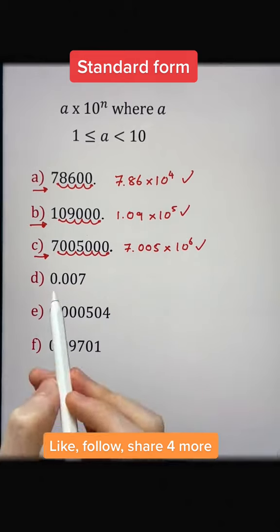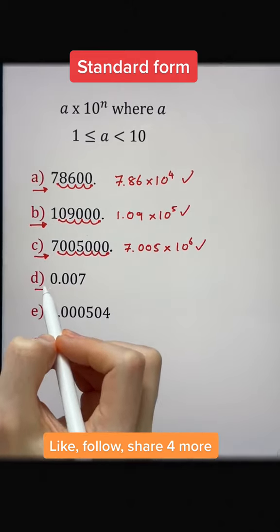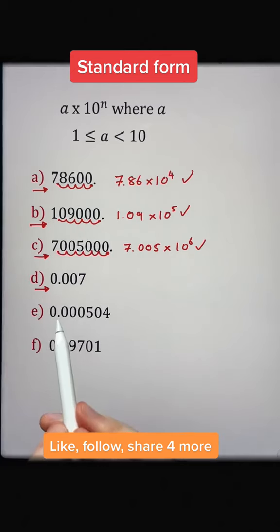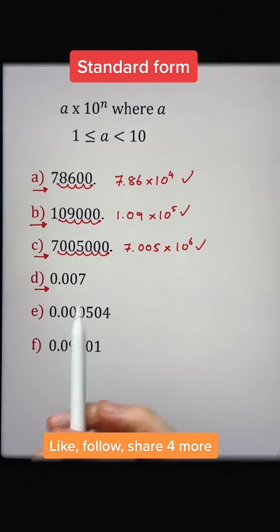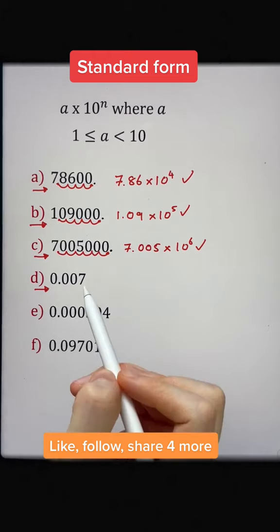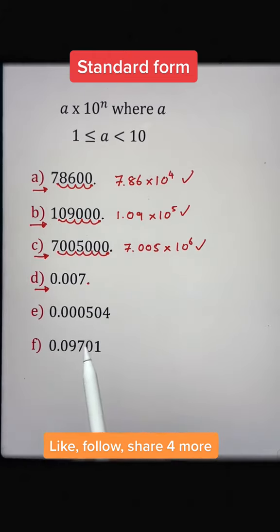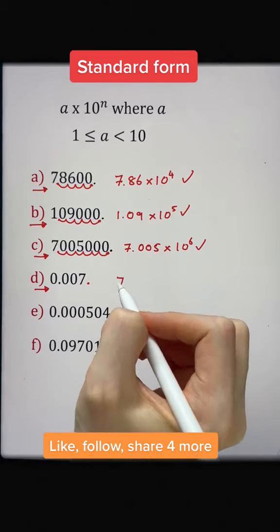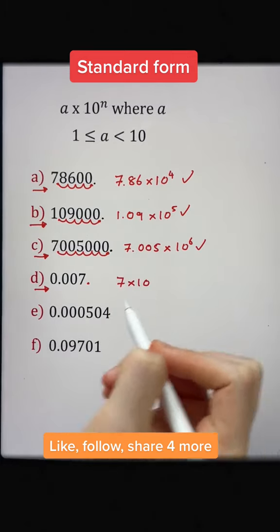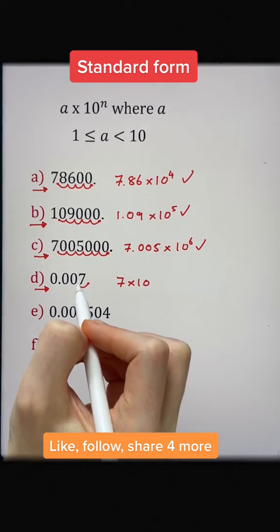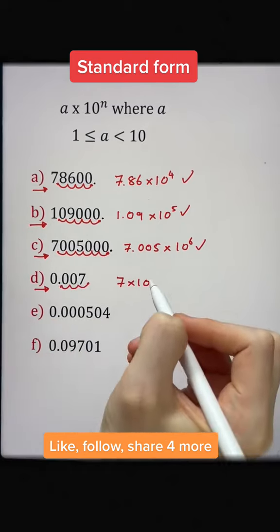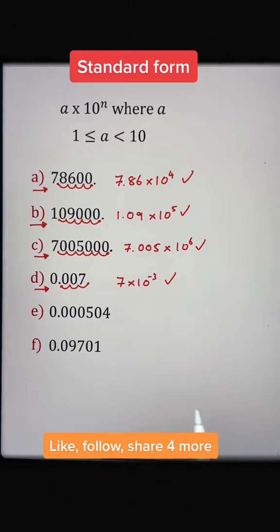For part D, I can see the original decimal point, so I simply work from the left. I place my new decimal point after the first non-zero digit from the left. My first non-zero digit from the left, in this case, is the 7. So my new decimal point will go after 7. So here my A is going to simply just be 7. It's always multiplied by 10. In this case, I'm counting backwards. It's once, twice, 3 times. So it's 10 to the power negative 3. If you're counting backwards, the power is negative.